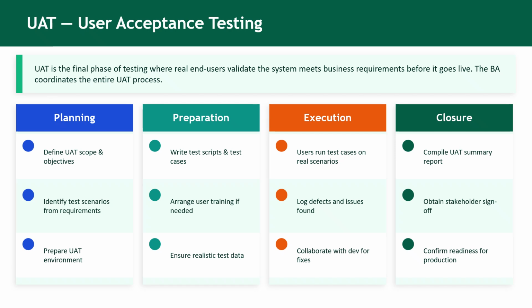First stage is planning. In this stage, the business analyst defines the scope and objectives of UAT. They identify what features need to be tested and prepare test scenarios based on the requirements. They also ensure that a proper UAT environment is set up, which closely resembles the production environment.